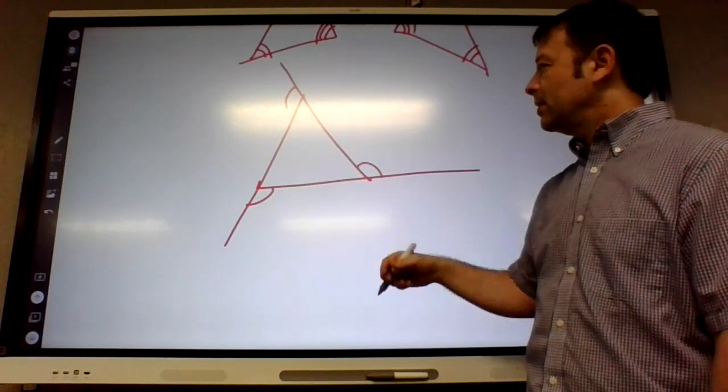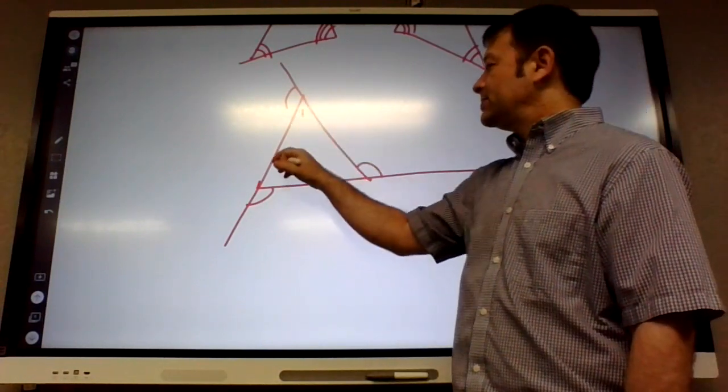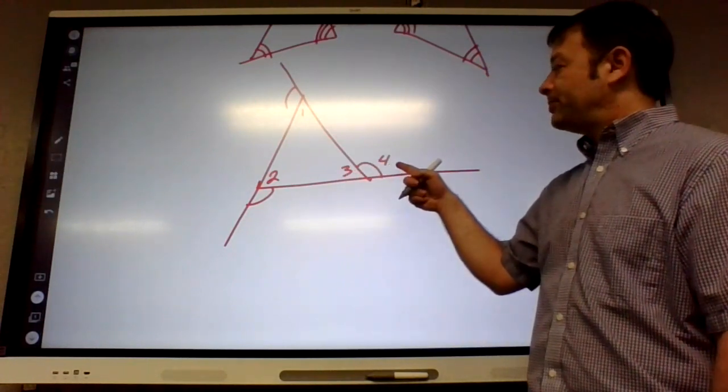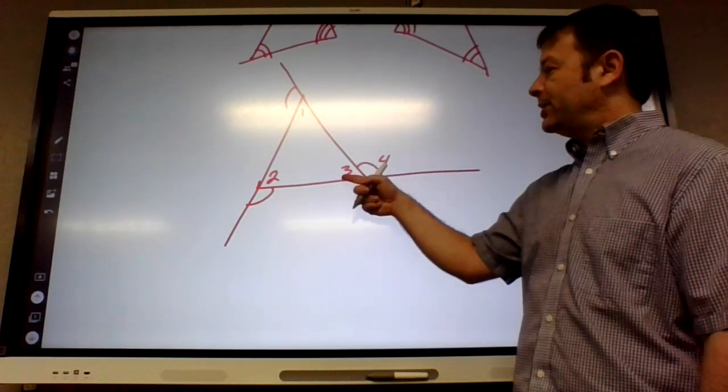How is this exterior angle related to the adjacent interior angle? They'd have to add up to 180. So let's say angle 3 and 4 are supplementary, right? Yeah. They add up to 180.